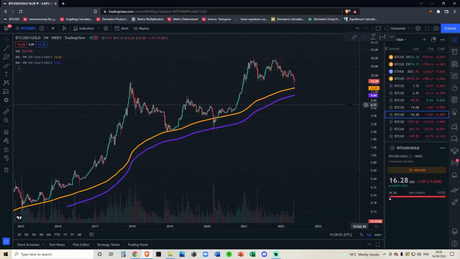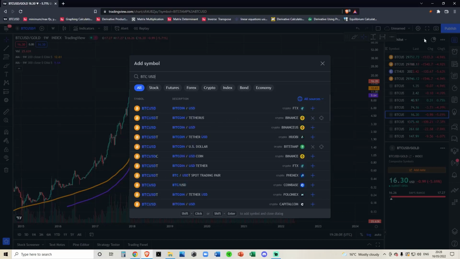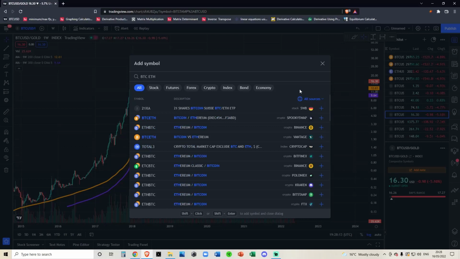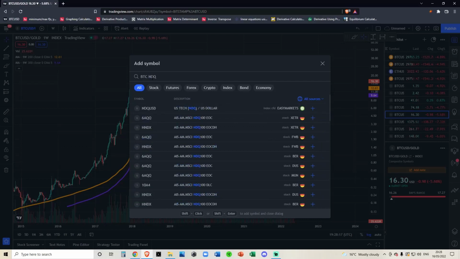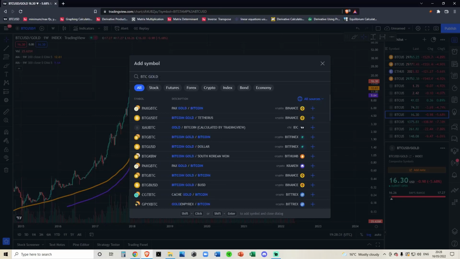If you click on add symbol, what you're normally probably used to is simply typing in something like BTC USD, BTC ETH, and you'll find the chart that you want. But if you type in, for example, BTC NDQ, where NDQ is the ticker symbol for the Nasdaq, so we would be comparing Bitcoin to the Nasdaq, you can see there is unfortunately no chart for it. If we wanted to compare Bitcoin to gold, you can see we're not able to.